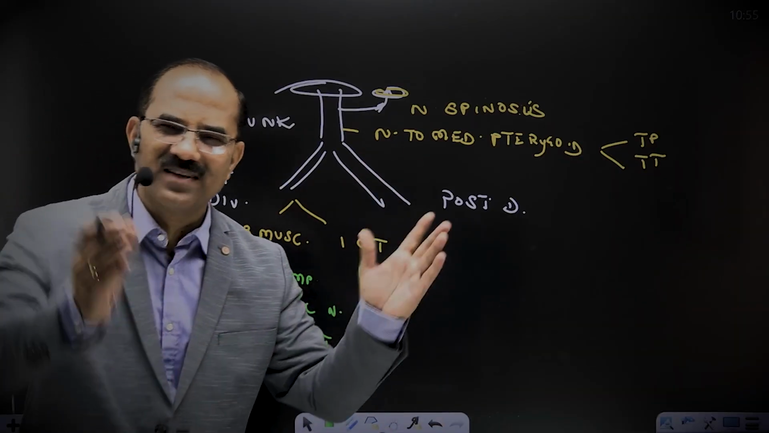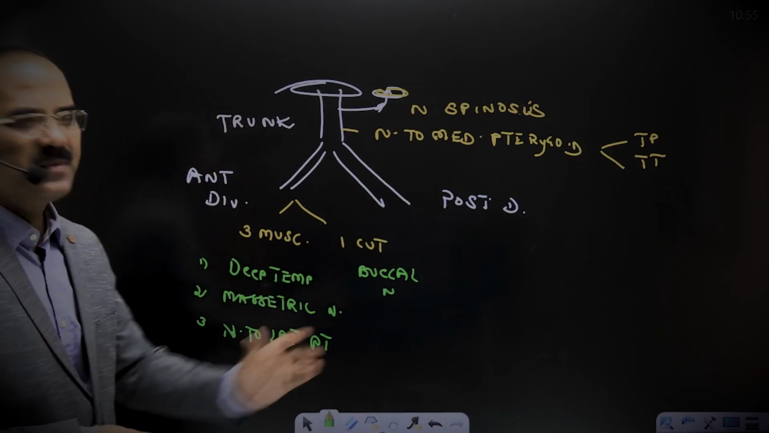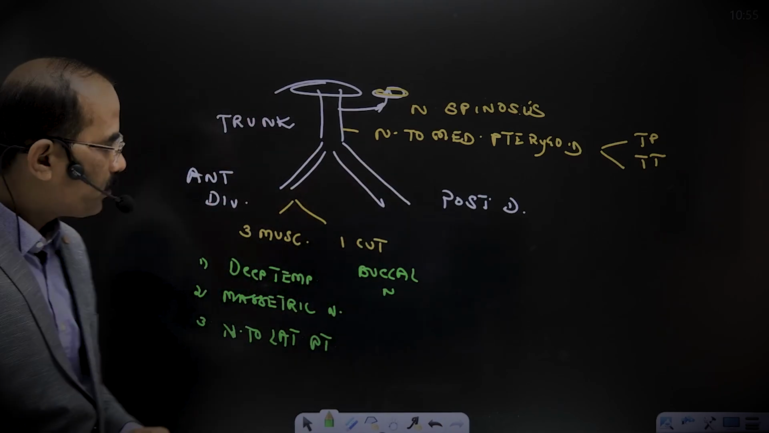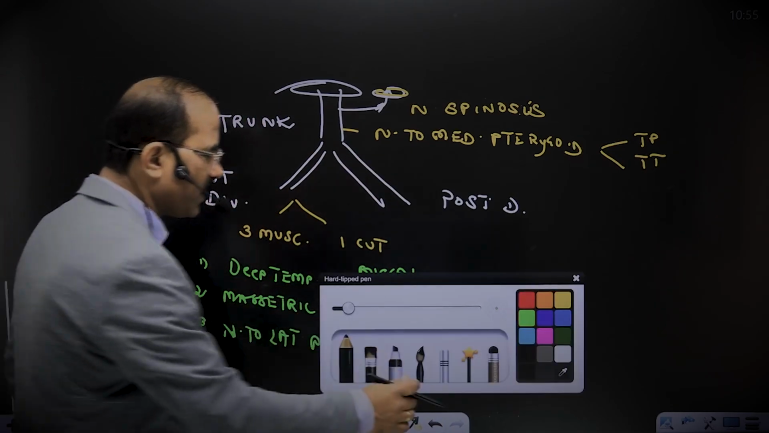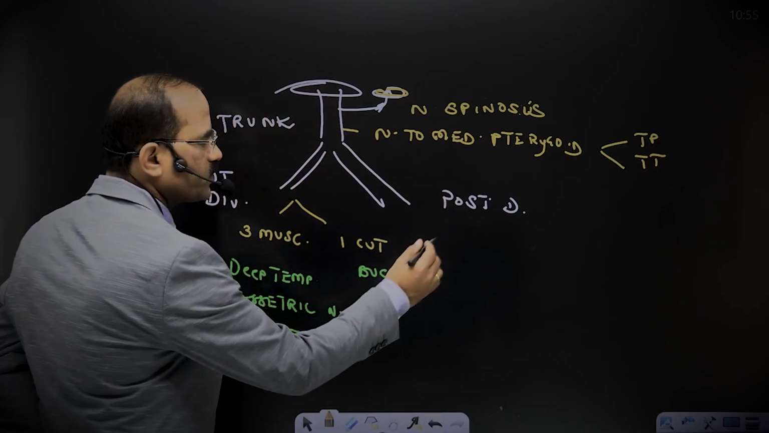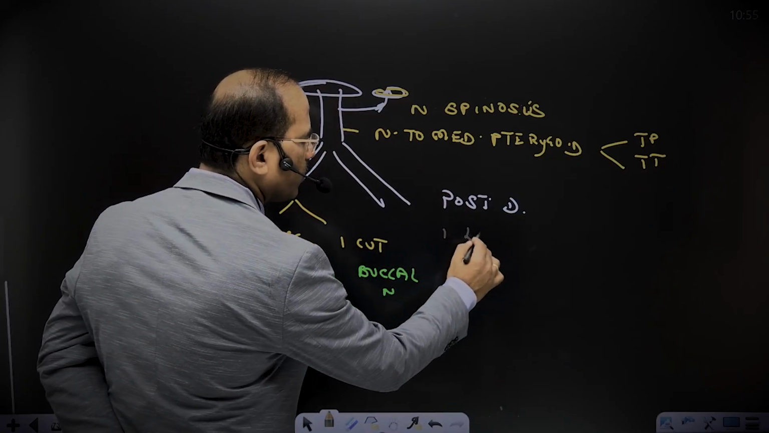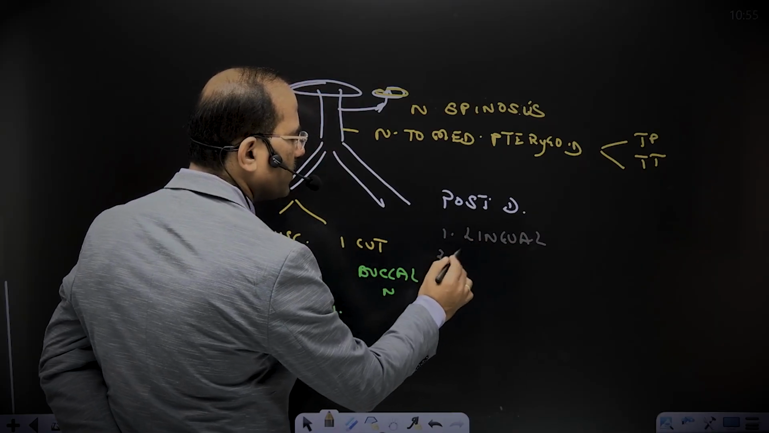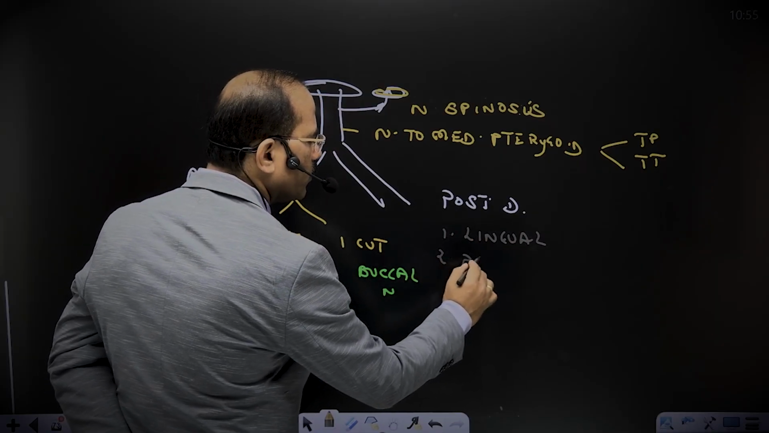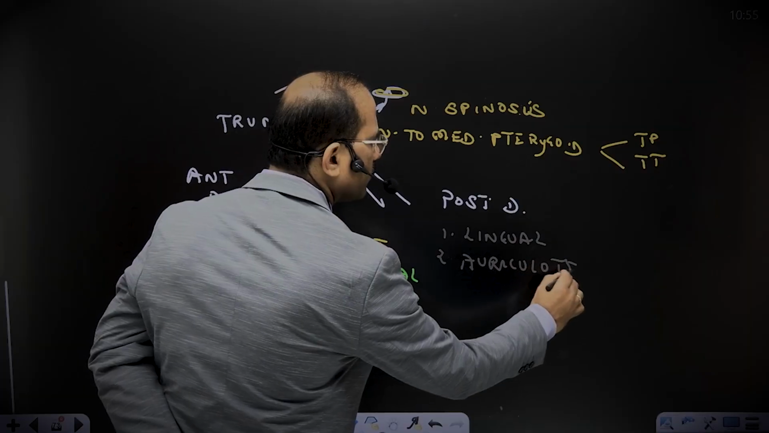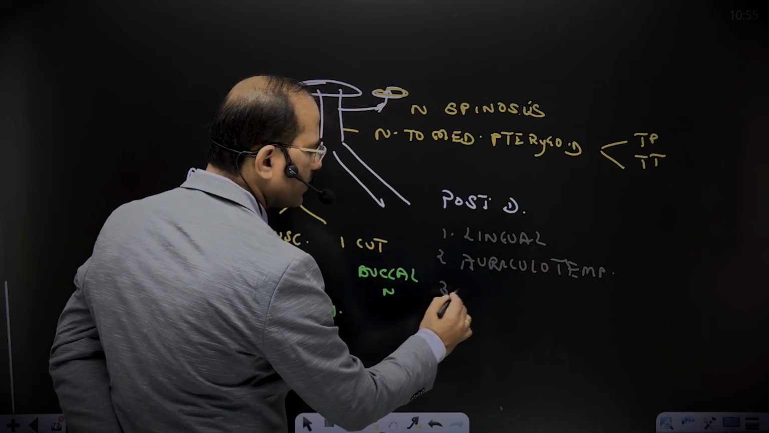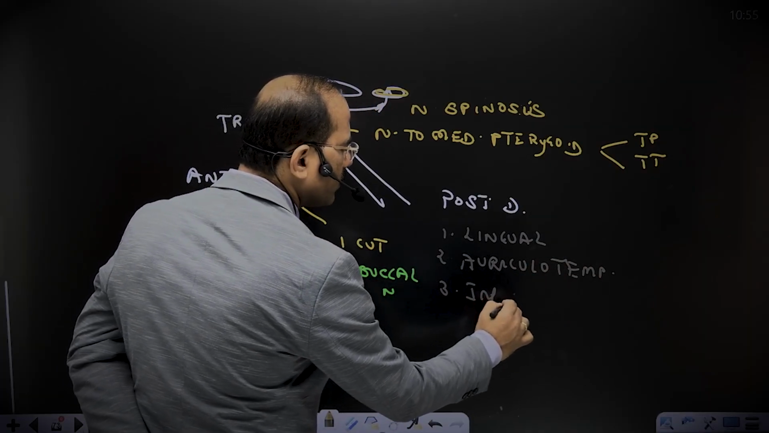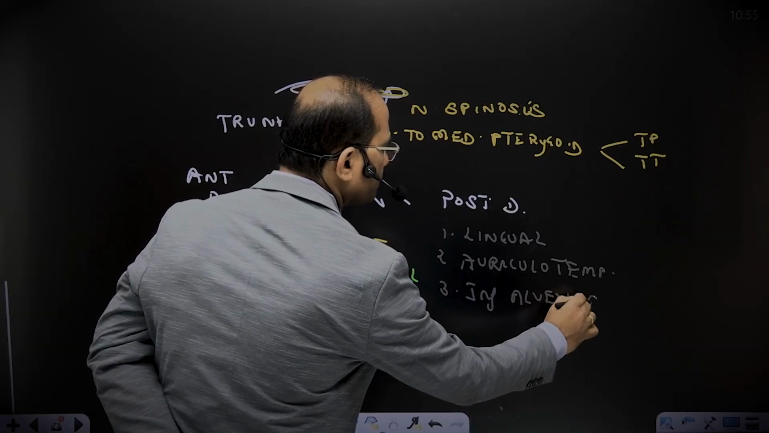Perfect. Now coming to the posterior division. The posterior division is very important, students. Understand this. This posterior division gives 3 branches. Let me write this for you. One is the lingual nerve. Second is the auriculotemporal, and third is the inferior alveolar.